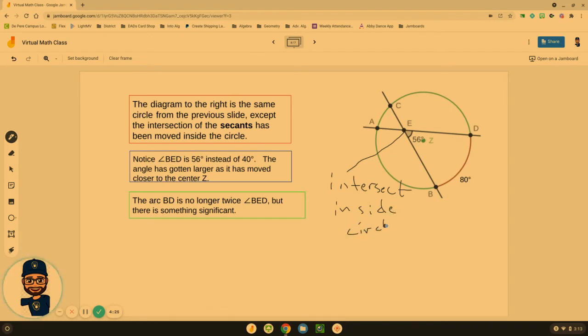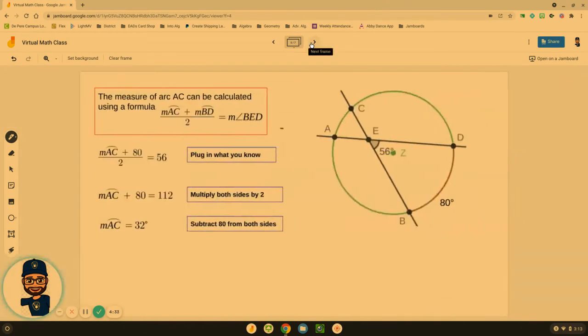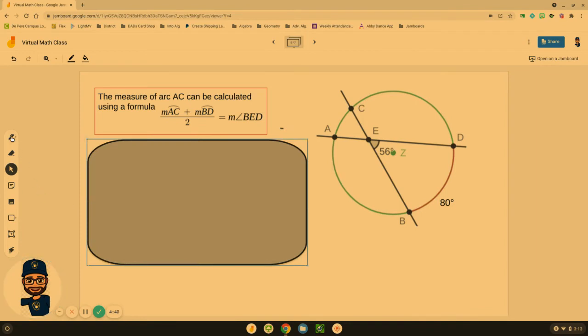They intersect inside the circle, but not on the center. We already know if it intersects on the center that it's the same as the arc. There is a rule that goes with this, and let me try and walk you through what this rule shows. I'm going to cover this stuff up for a minute, and then we'll walk through it together.